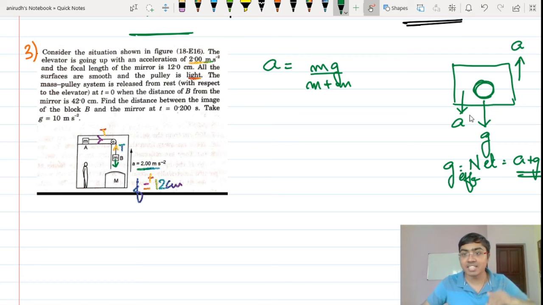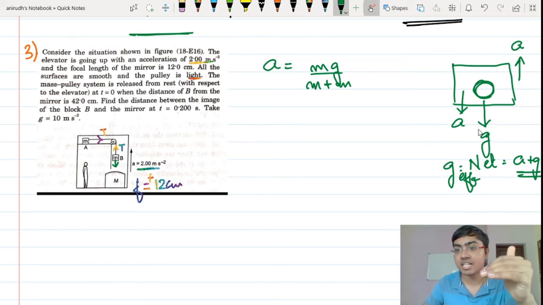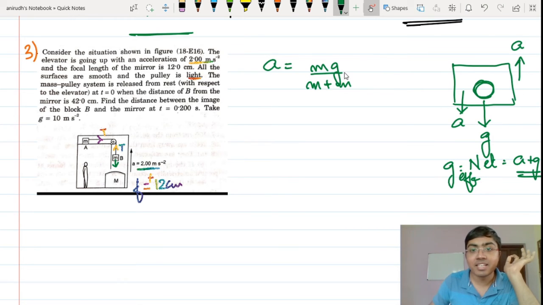Whatever acceleration is in the downward direction, that is acceleration due to gravity. But here you will be adding this because the pseudo force is in this particular direction. So whatever is here, this is actually the g effective, not g. Okay, that is g effective. And what is g effective? g effective is g plus A.